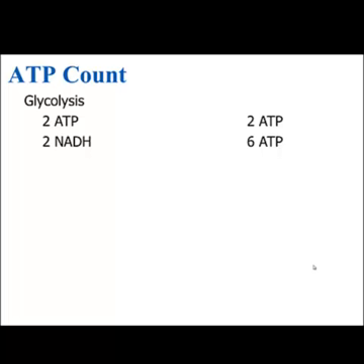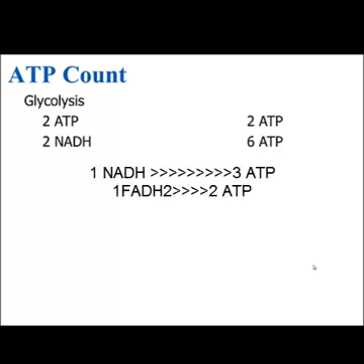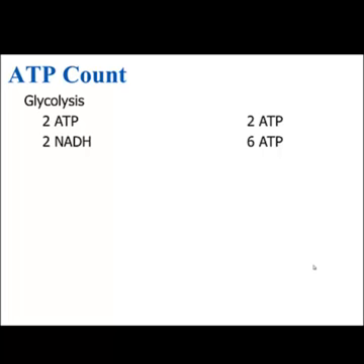So let's take a count of how many ATP get formed at each part of cellular respiration. At glycolysis, we had a net 2 ATP form, but we also produce NADH, and that NADH ultimately went to the electron transport chain. For every 1 NADH, you're going to get 3 ATP formed. So 2 NADH produced at glycolysis leads us to 6 ATP that can be formed in the electron transport chain.